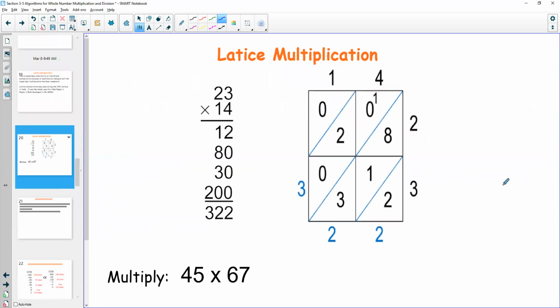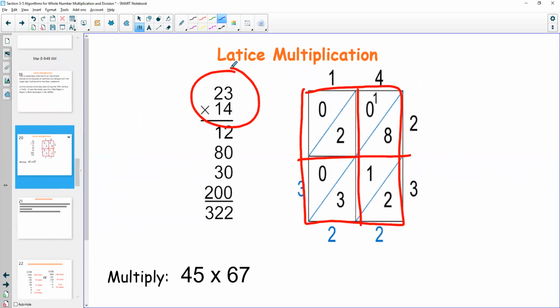Okay. So when we multiply with lattice, what we do is we set up a rectangle. This one is 2 by 2, 2 rows of 2 boxes, okay? Because I have 2 digits by 2 digits here. One number goes across the top, 10 and 4 for 14. The other goes along the side, 20 and 3 for 23. And then what we do is we multiply inside the boxes. 4 times 2 is 8, so 0, 8. 1 times 2 is 2, 0, 2. 1 times 3 is 3, 0, 3. And 4 times 3 is 12.